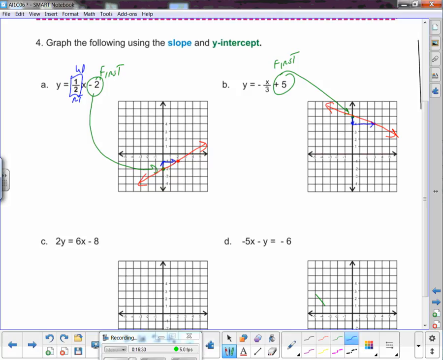And again, in case some of you missed it, the m was a -1/3. Down 1 to the right 3, right? A -1 means down 1, and a 3 means right 3. So I went down 1, I went to the right 3. Pretty simplistic. Not bad.